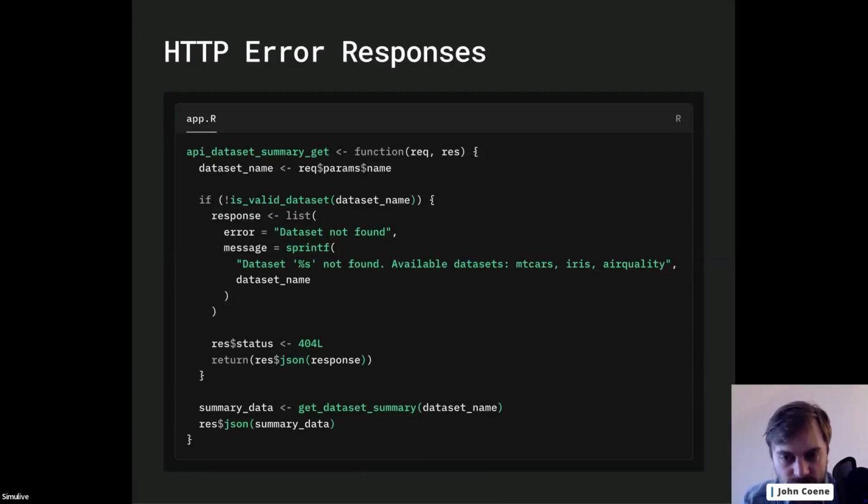And we can do that in the code. You see that we check that the dataset name is valid, and if it is not, we create a response that essentially says the dataset is not found. But before we send that response, importantly, we set the correct status to 404 for not found.